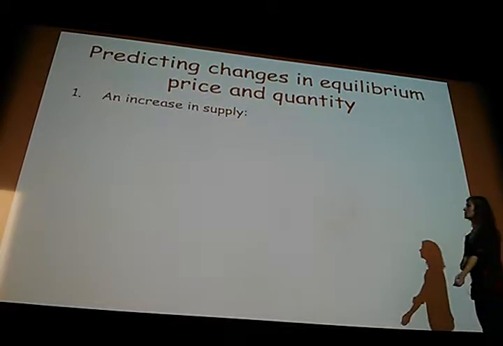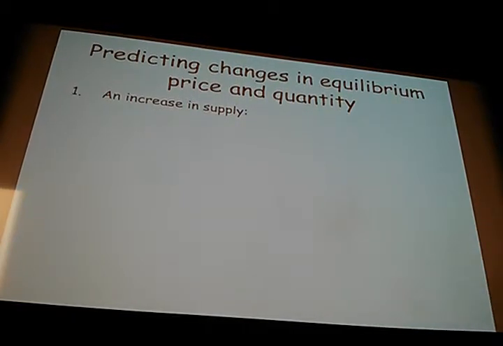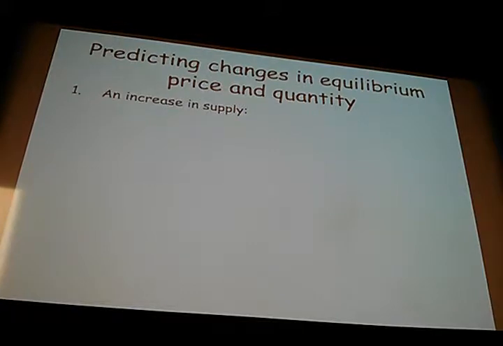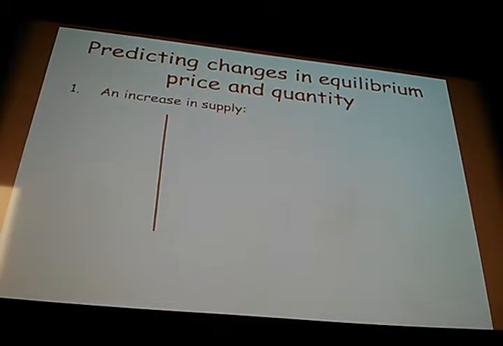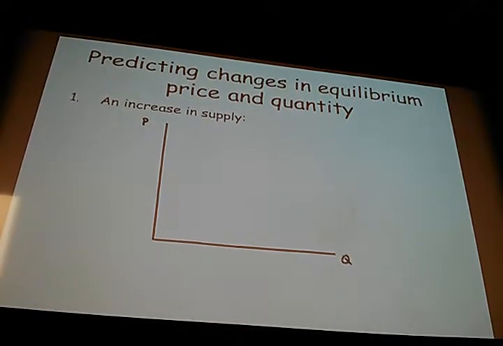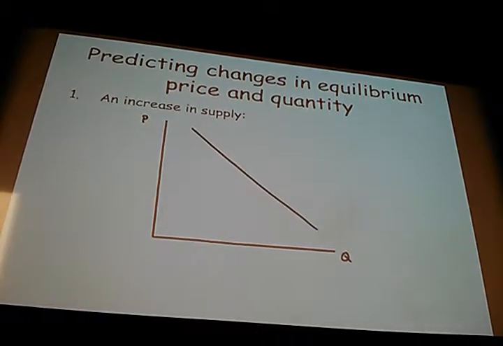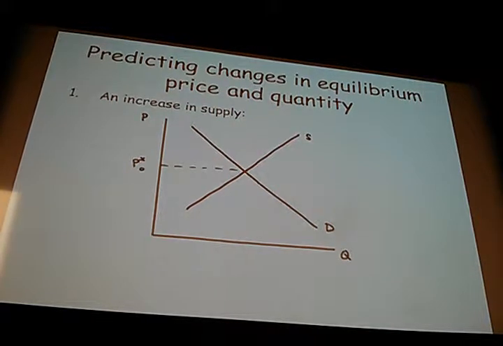So what I want to do now is talk about how we predict changes in the equilibrium price and quantity, and what happens when, for example, supply or demand increase or decrease. So the first thing I want to talk about is an example of an increase in supply. Let me just start off with a market that's in equilibrium. And here's our initial equilibrium price and our initial equilibrium quantity.